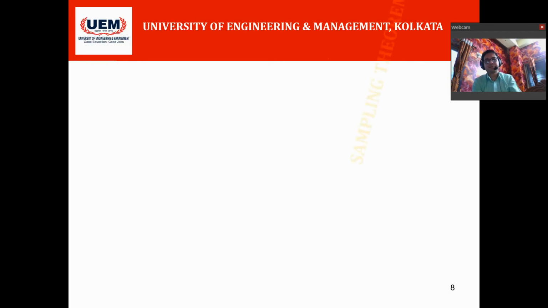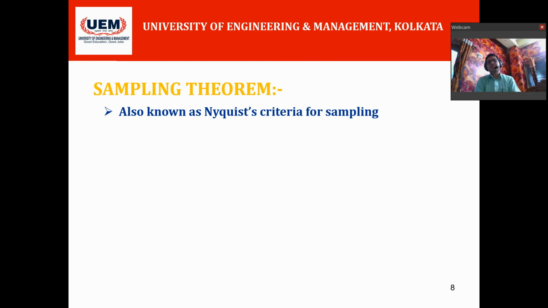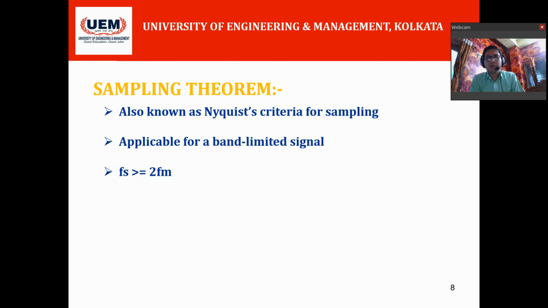And finally, the sampling theorem. So what is the sampling theorem? The sampling theorem is also known as Nyquist's criteria for sampling, and Nyquist's criteria for sampling is mainly applicable to a band limited signal. A band limited signal is a signal whose frequencies range from a minimum frequency, mostly 0, up to a maximum frequency. It's called a band limited signal. Yes, and this is the sampling theorem.